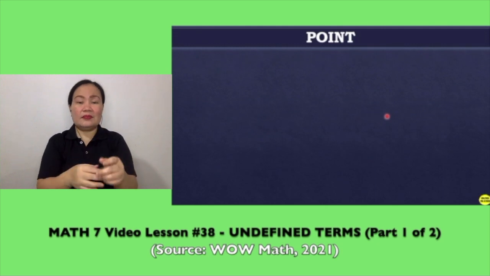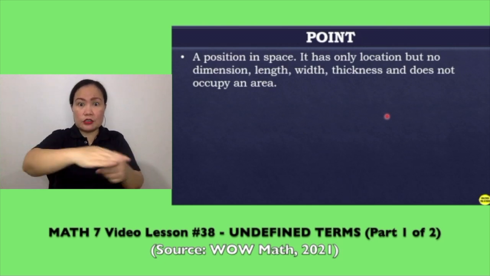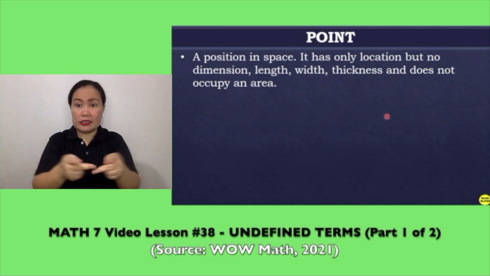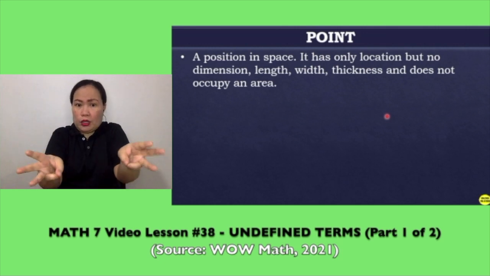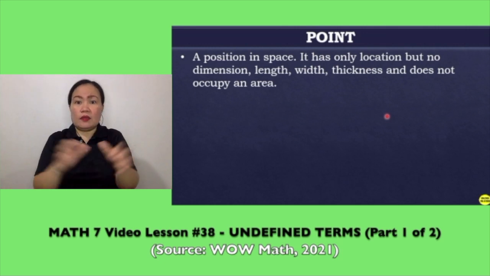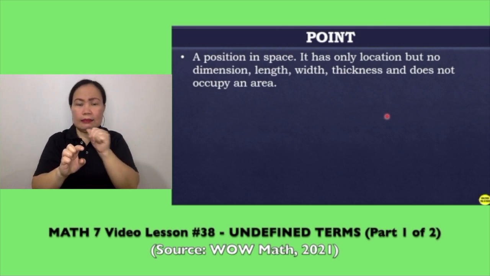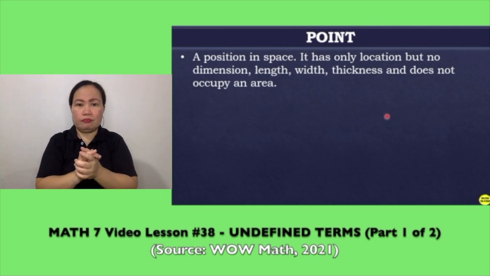Next, let's talk more about a point. So, a point is a position in space. It has only location but no dimension, length, width, thickness, and does not occupy an area. So, pag sinabi nating point, andyan lang siya. Meron siyang location pero wala siyang sukat. Wala siyang dimension, length, width, thickness, wala siya nun.